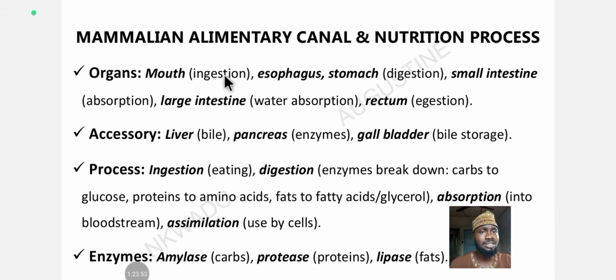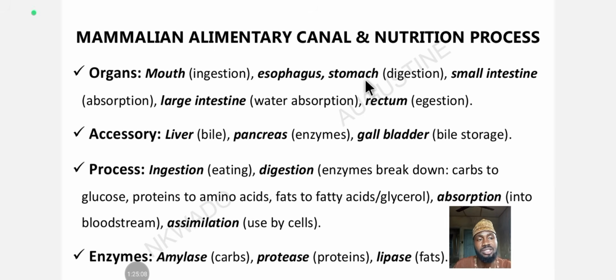That is ingestion. And digestion starts from the mouth, that's what many textbooks will tell you. But the major digestion, the main digestion, starts from the stomach. Some textbooks will tell you digestion starts from the mouth, but we tell you that it starts from the stomach. I remember my nutrition teacher when I was still in the university. He taught me that digestion starts from the stomach. Everybody that picked digestion starts from the mouth, he failed them.